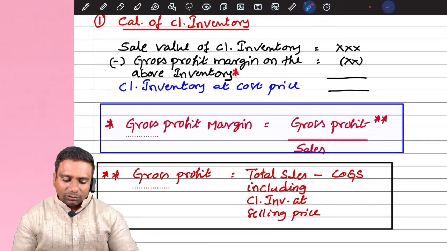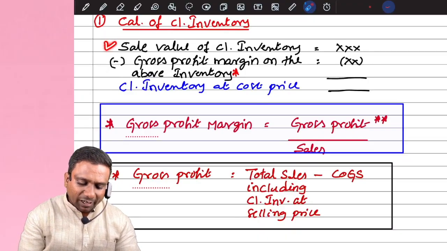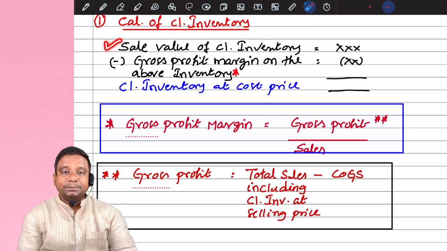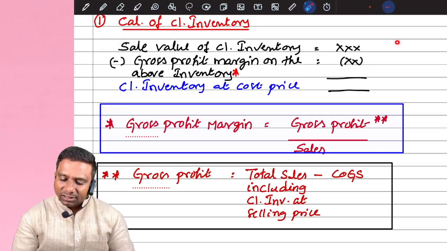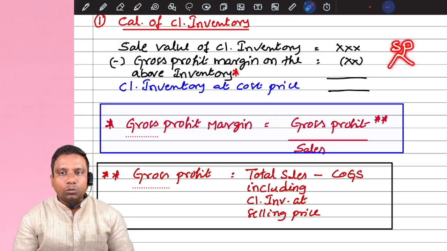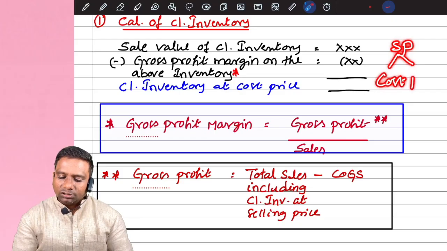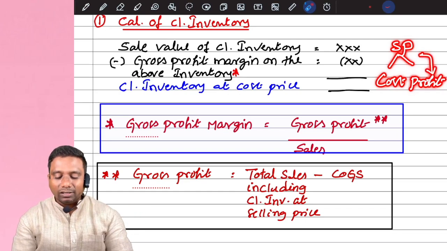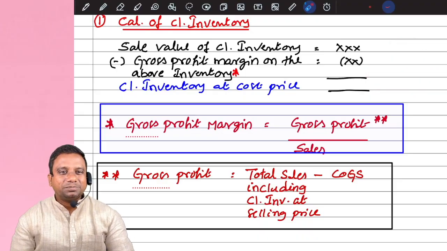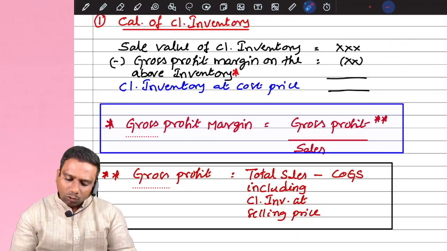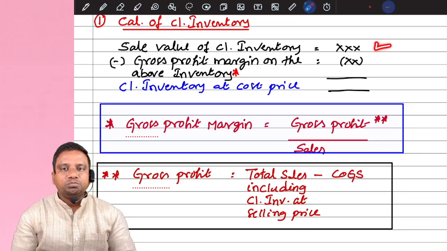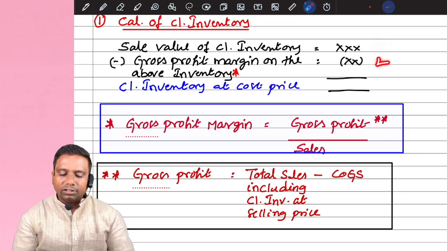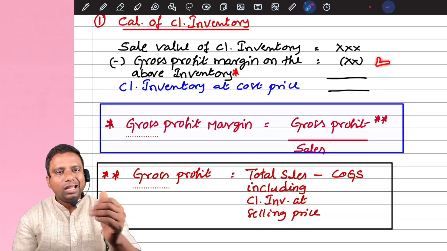Now tell me, we have closing stock at what price? Selling price. The selling price consists of two components: one is cost, another one is profit. From the selling price of inventory, if you eliminate profit, then automatically whatever the closing stock is in your hand, that is at cost price. This technique we follow here. Take sale value of closing inventory minus gross profit margin included on the above inventory.